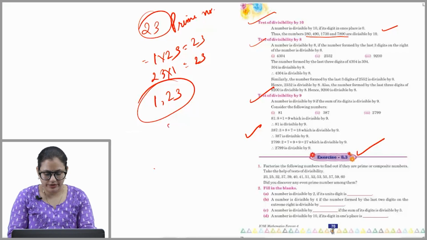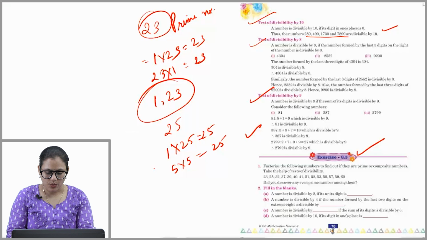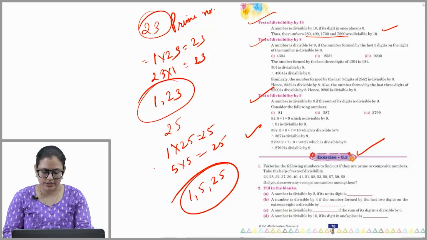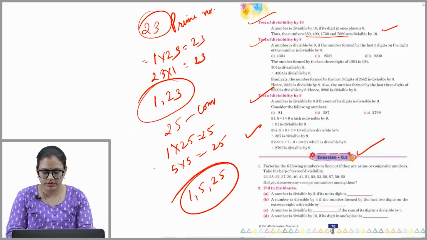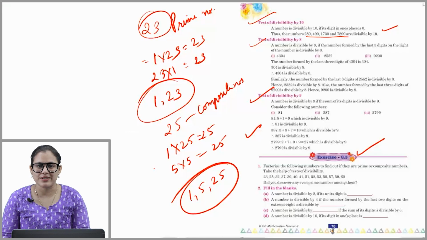Okay. Now, 25. 25 is what? 1 into 25 is 25. 5 into 5 is 25. Now, number of factors: 1, 5, 25. Since 25 has more than 2 factors, therefore, it is a composite number. Okay, students? Now, you will do practice of the remaining questions.